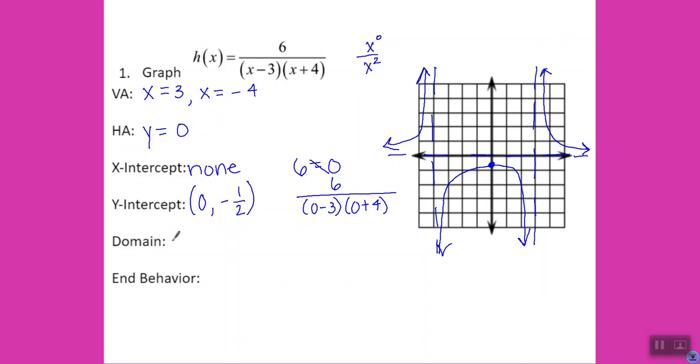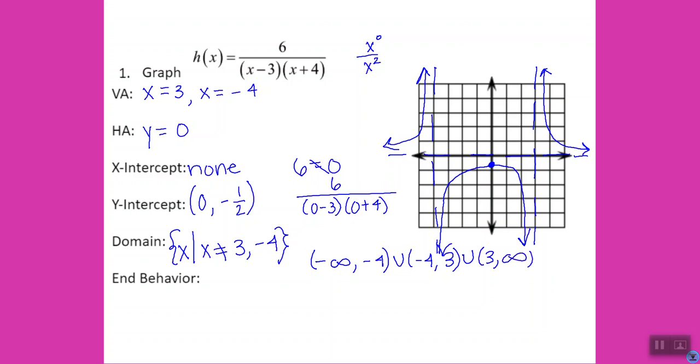For domain, you can write the domain the same way we were doing for solving and operations. So x such that x does not equal 3 or negative 4. If you wanted to do it in interval notation like we did earlier in the year, it would be negative infinity to negative 4, negative 4 to 3, and 3 to infinity. So typically using set notation is going to be a lot shorter.